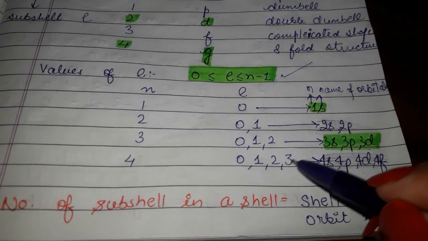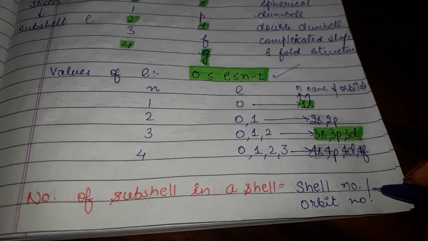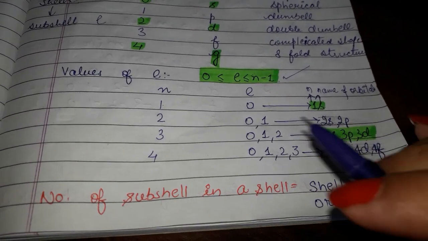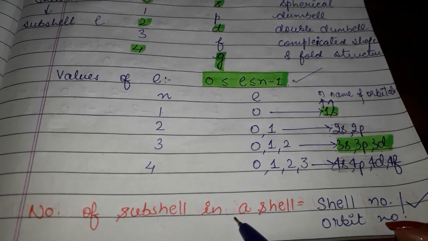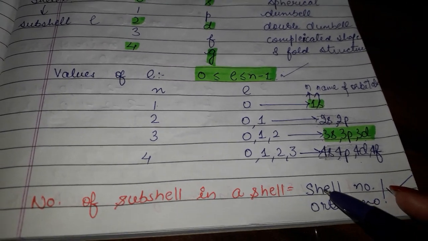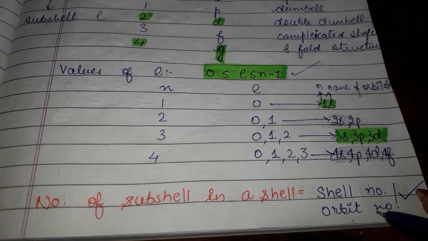These are the values of L. This is the formula trick: number of subshells in a shell. In any shell, how many subshells will be there? This is equal to the shell number or orbit number.